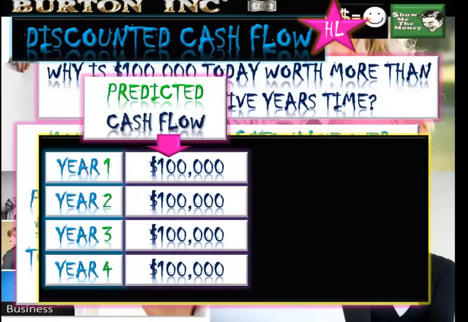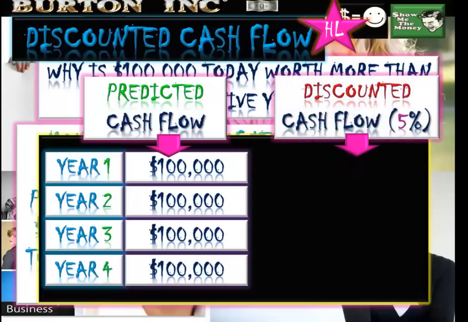So if we have a look at the predicted cash flow in year 4, $100,000, that $100,000 is going to be received in 4 years' time. If we're looking at it in today's dollars, we need to be able to make some sort of discount on that future income stream. So we're going to use a discounted cash flow of 5%. Perhaps interest rates in the economy are 5%. So that's money we can invest in a bank, receive 5% on.